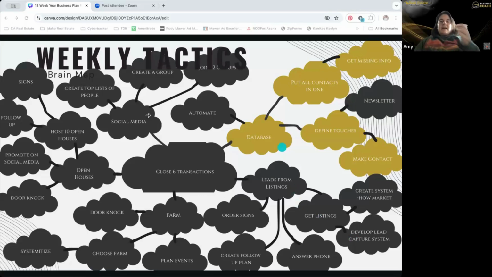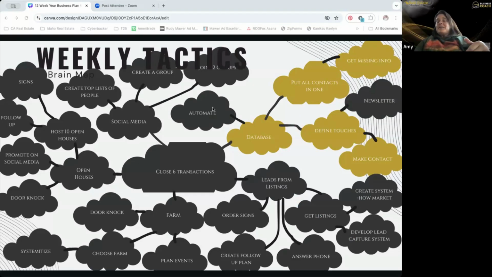So I've got database highlighted. I'm not worried about automating it because that's not going to do me any good in the next 12 weeks if I don't even have people in there and I don't start doing some things. So I need to put them all in one place. I probably should fill in that missing information so that I can text them, email them, call them. I probably need to define my touches, right? We don't need to automate anything until we actually define how we're going to interact with those people. What are those 36 interactions going to look like?